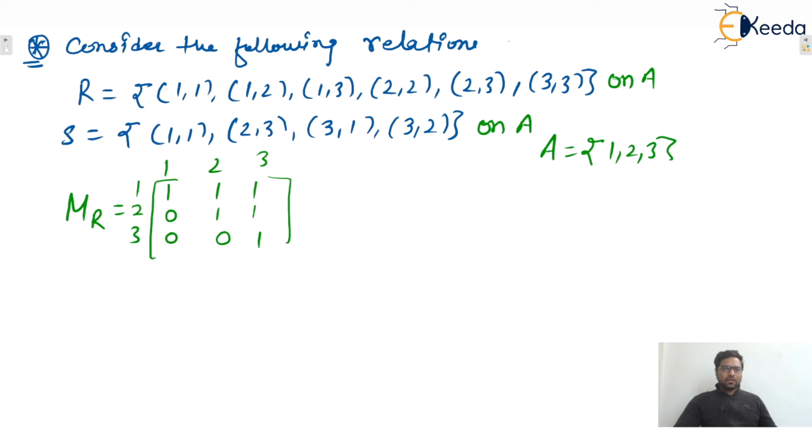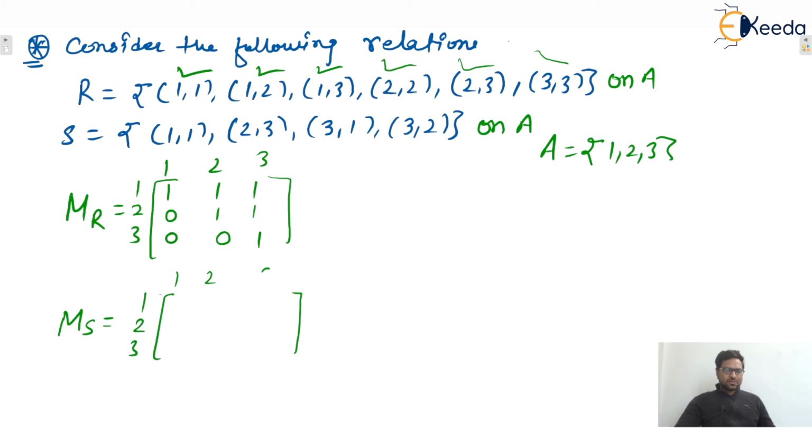So 1 1 is present, 1 2 is present, 1 3 is present, 2 2, 2 3, 3 3. The ordered pairs which are present in the relation have corresponding positions containing 1, and those ordered pairs which are not present inside the relation R have entries zero only. Similarly, this representation is important. Next, this other relation R, also a 3 by 3 matrix.